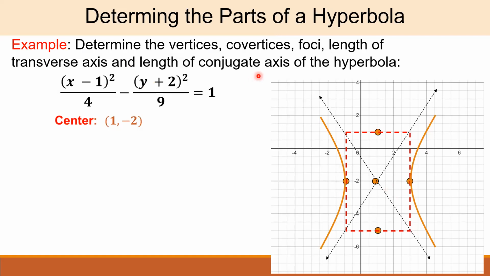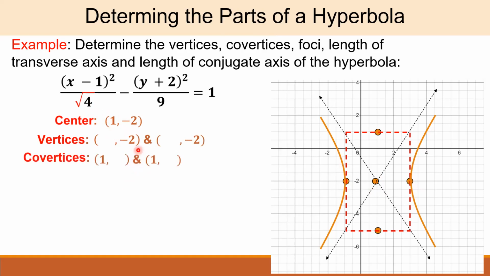Let's determine the vertices, covertices, foci, etc. of the hyperbola we just sketched a while ago. So again, our center is (1, -2). We took note that a is equal to 2. The vertices are left and right, so we're moving along the x values. So we add and subtract 2 from the x, and we fix the -2. So 1 minus 2 will be -1.